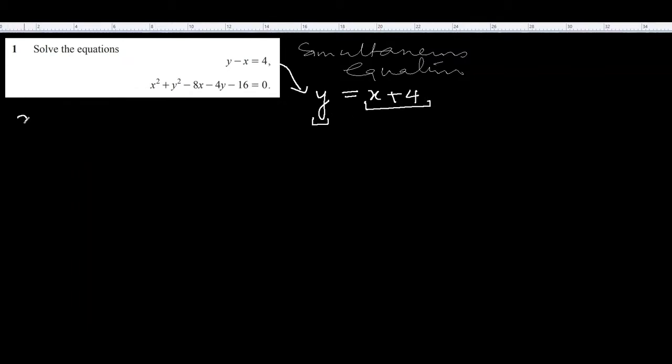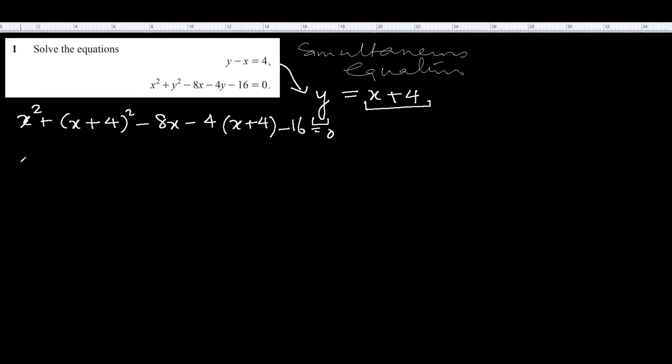So x squared is not being substituted, so it will remain. But y squared is now (x plus 4) squared, minus 8x minus 4y. So y will be replaced again: x plus 4, minus 16 equal to 0. Now we have only one variable x, and we can evaluate it.